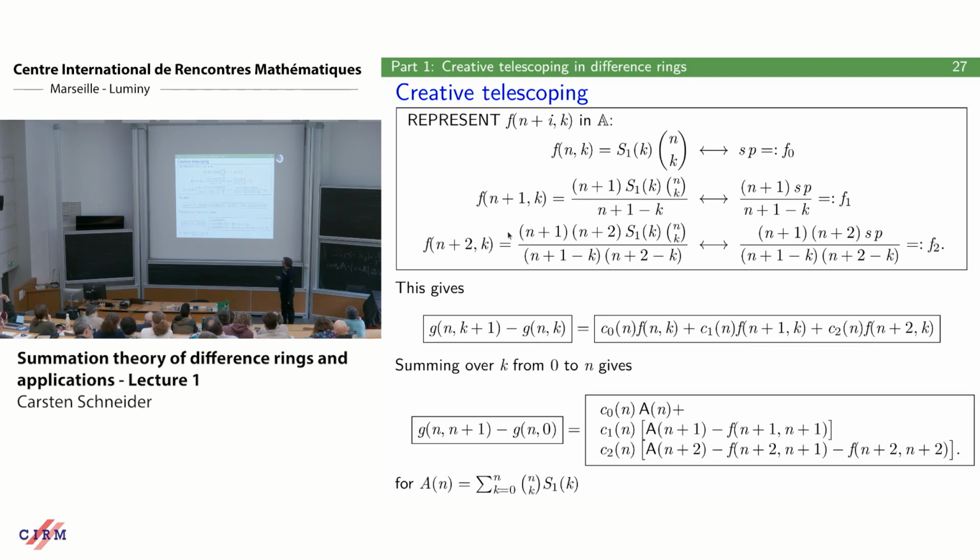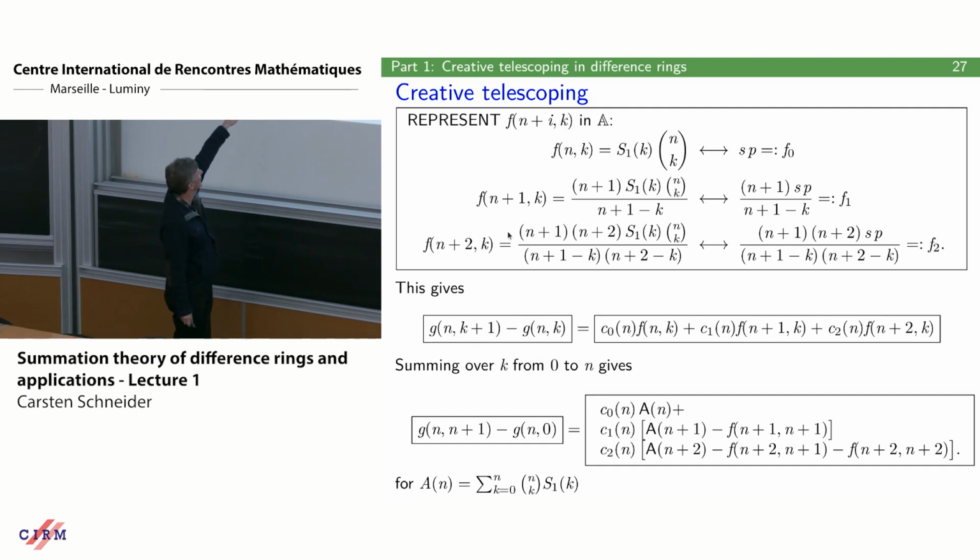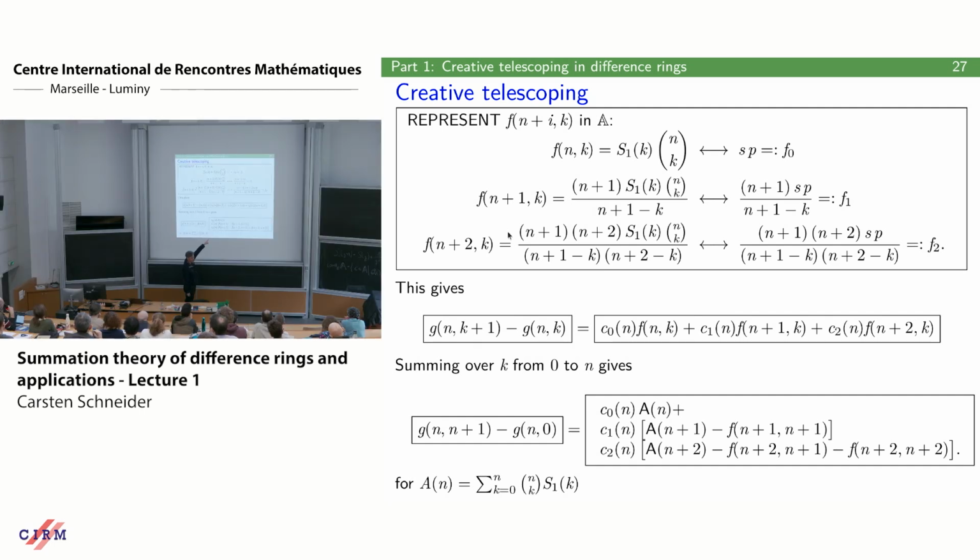Finally, I sum this equation over k from 0 to n. Then on the left-hand side, all terms vanish. And on the right-hand side, we basically get the sum back on this side. Here we have to sum to n plus 1, so I have to subtract one term to make this right. Okay, and here I sum only up to n, but I need to sum up to n plus 2. So I have to subtract these two terms to make it fine. But in this way I can express the right-hand side in terms of a(n+1) and a(n+2).